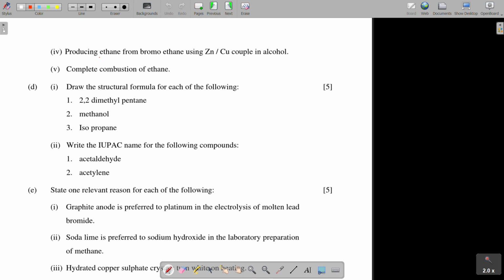Producing ethane from bromoethane using zinc copper couple in alcohol. Zinc copper couple in alcohol is called a reagent. In organic chemistry we have reagents. And this is one of the methods to prepare ethane from haloethanes. So very simple. The product is ethane and the reactant they have given is bromoethane.